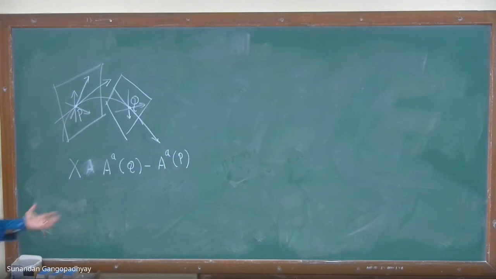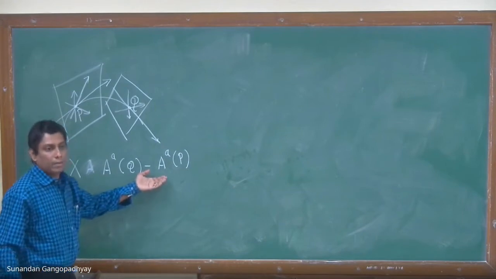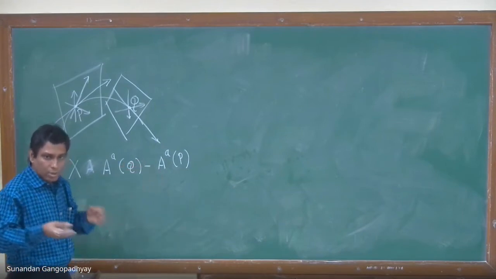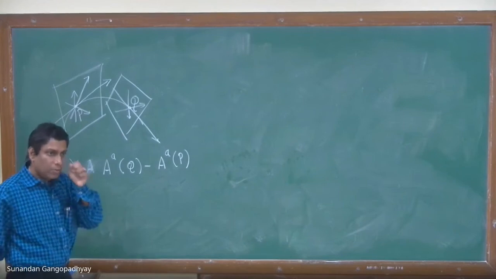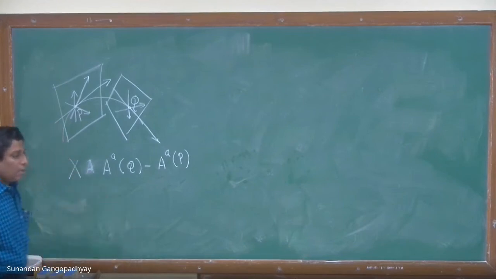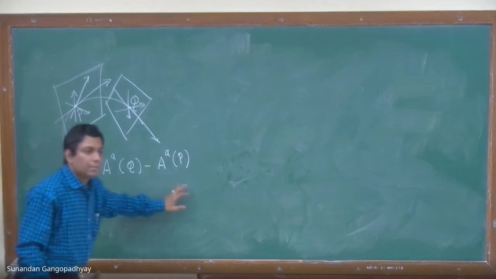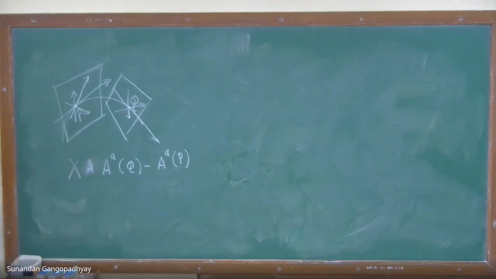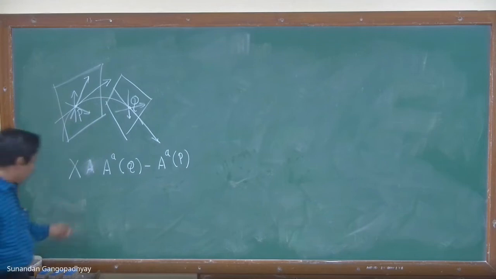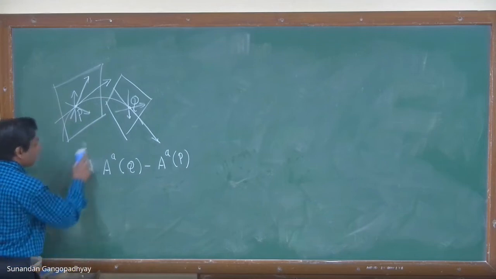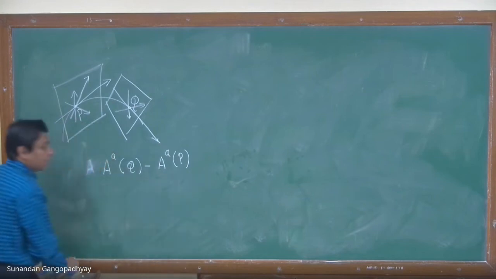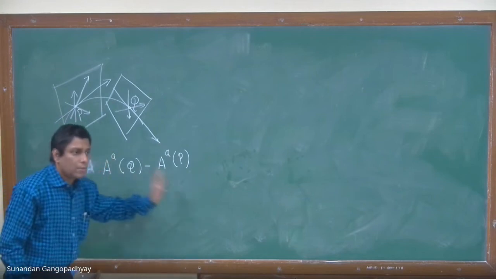Why do we subtract? Because when we subtract and then do some limiting procedure, we are able to calculate derivatives. Our goal is to calculate derivatives, and not only derivatives, we want to calculate derivatives which transform tensorially. I will show you now that this operation that we have here does not transform tensorially.